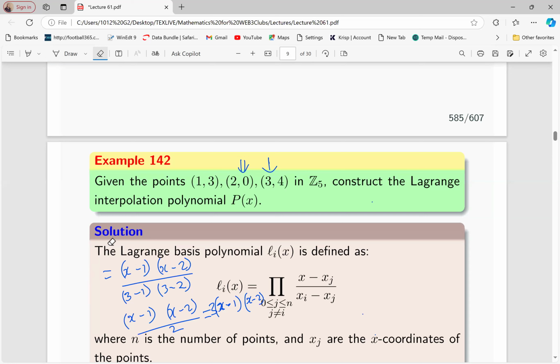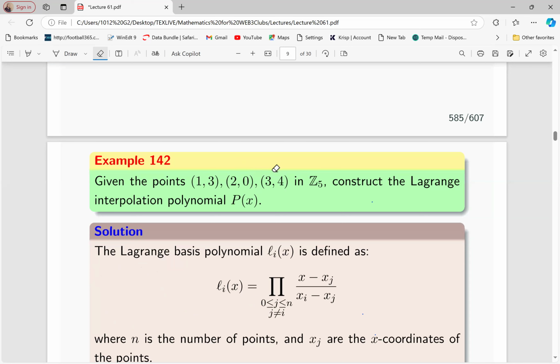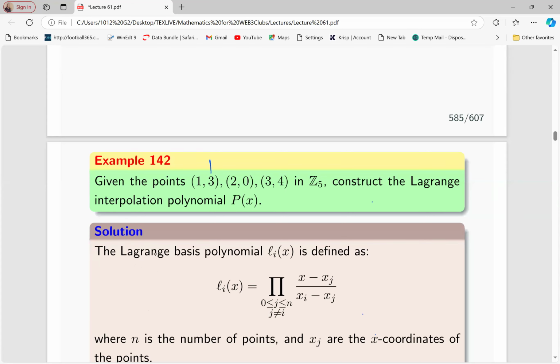Now, after that, we've obtained the L0 of x, we've obtained the L1 of x, and we've obtained L2 of x. We now multiply them by their corresponding y values and sum. You can see that x0 is to be multiplied by L0 of x. L0 of x will be multiplied by 3.